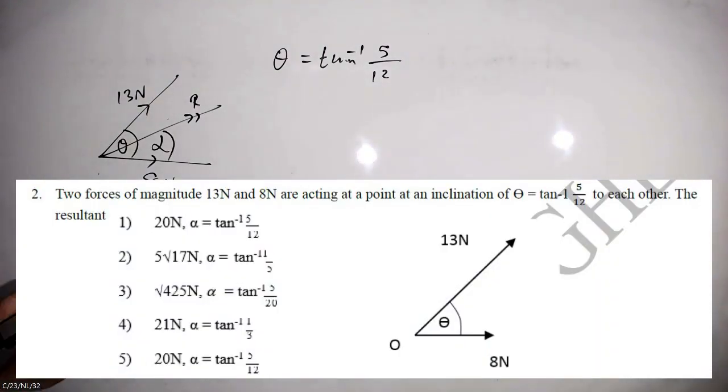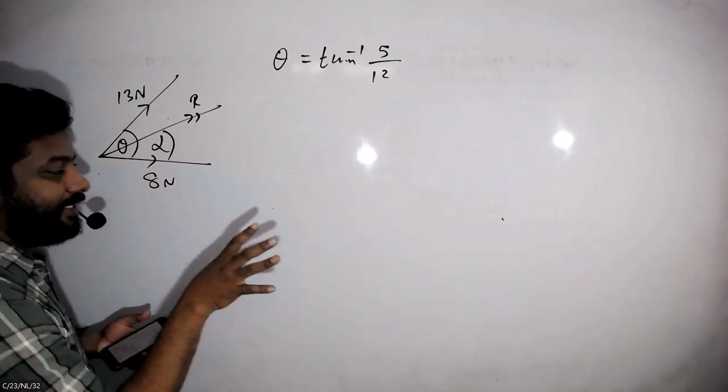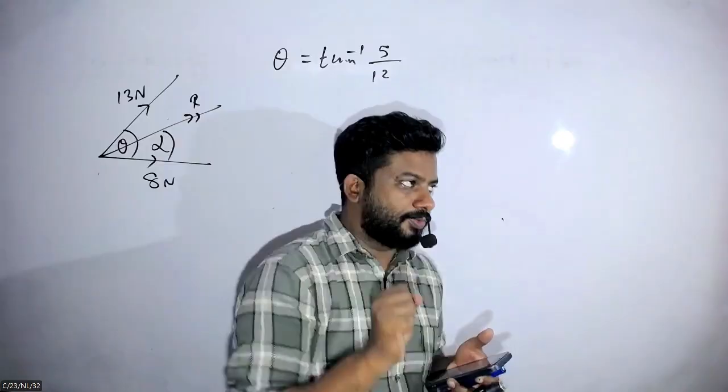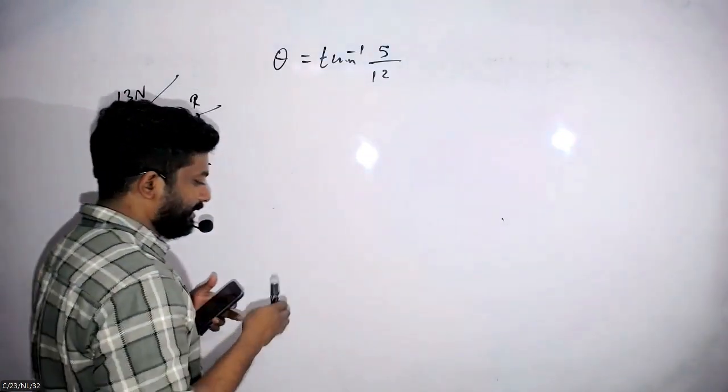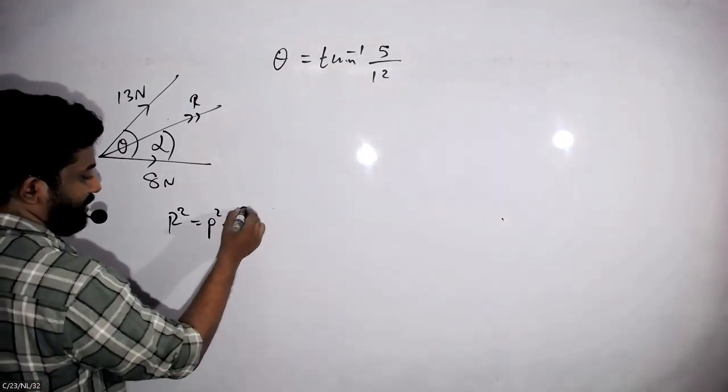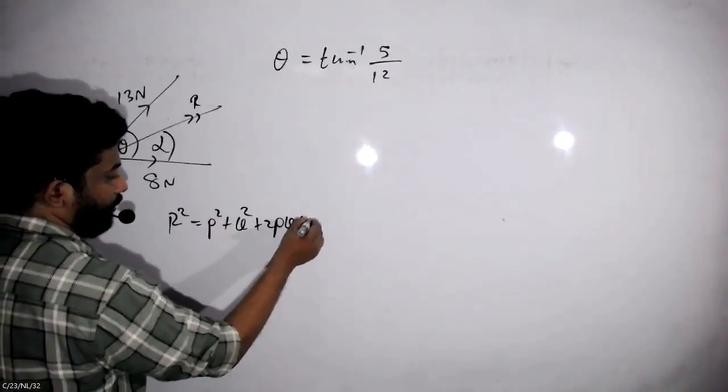Right, Putala, did you see? In the second question, P and Q vectors are given. The horizontal one is 8. This inclined one is 13 Newton. But the angle between the two vectors is given as a tan ratio. Right? To find the resultant of the two vectors, this is the equation: R squared equals P squared plus Q squared plus 2PQ cos theta, no?